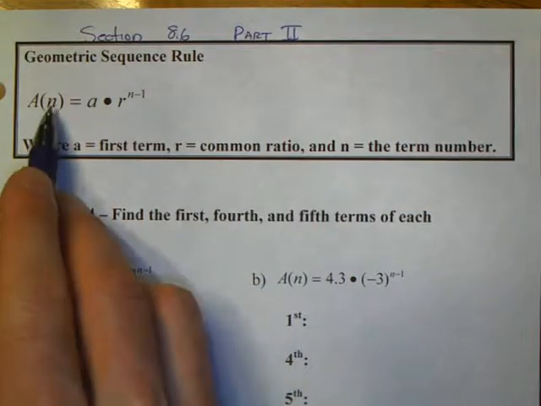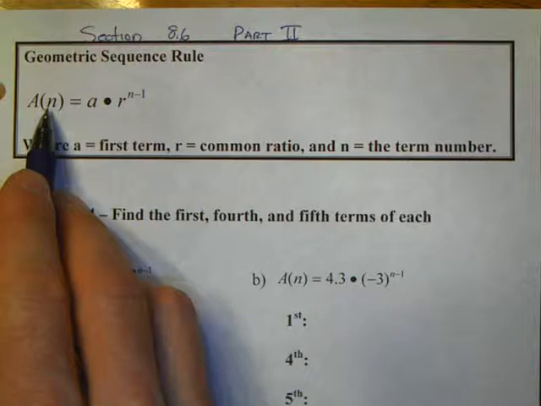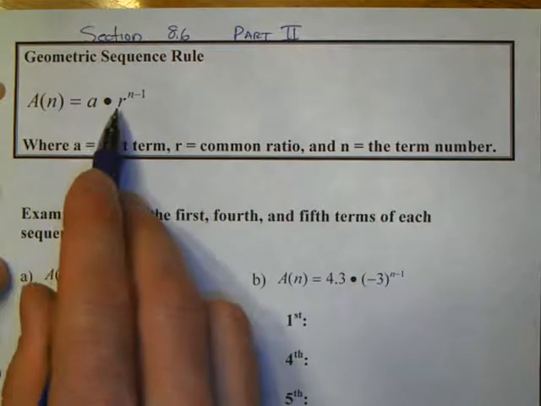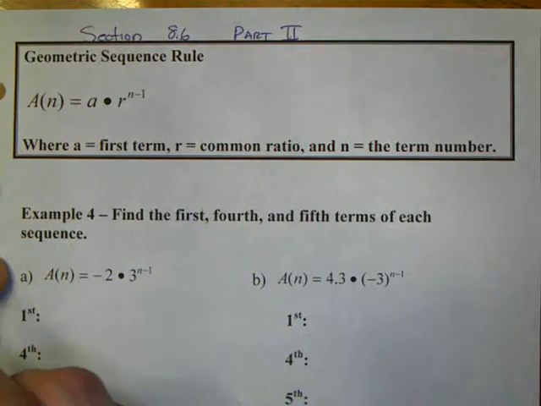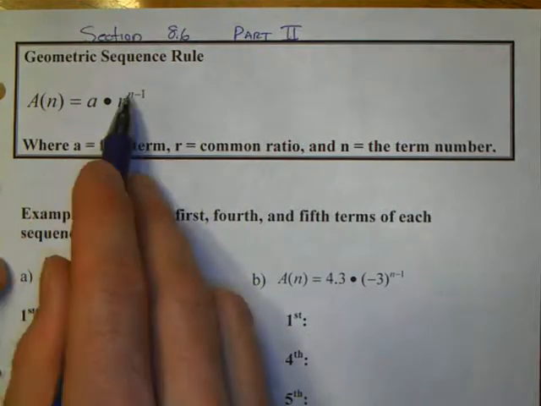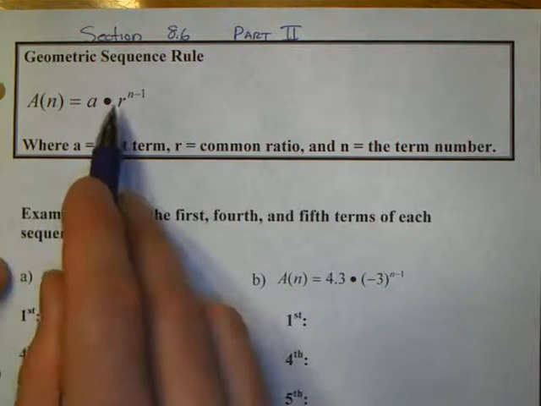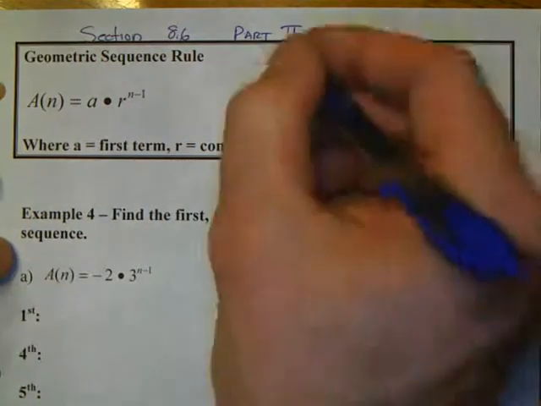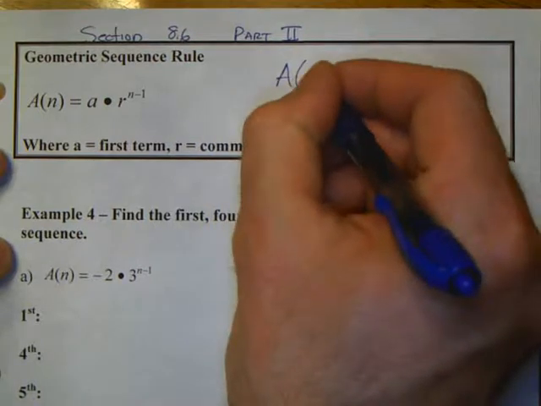Let's talk about what these are. A of n, that's function notation. That means the nth term is what we're going to find. A is always our first number in our pattern, and r is our common ratio, where n is how many terms we want. So if we want the fifth term, we're going to put a little 5 in there. If the common ratio is 2, we're going to put a 2 in for r.